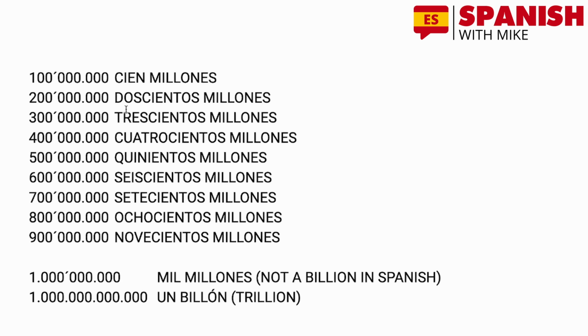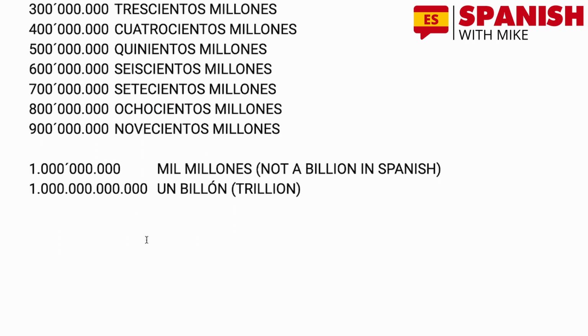For 200 million, 200 millones. For 300 million, 300 millones. For 400 million, 400 millones. For 500 million, 500 millones. For 600 million, 600 millones. For 700 million, 700 millones. For 800 million, 800 millones. And for 900 million, 900 millones.